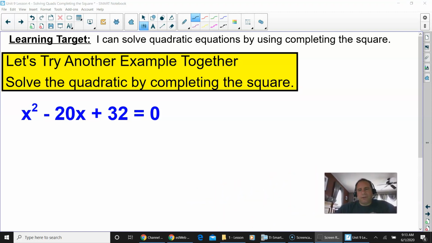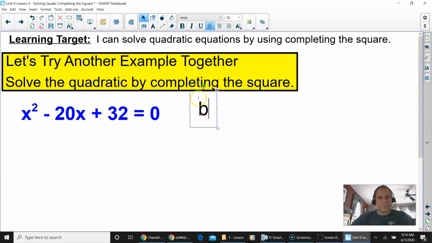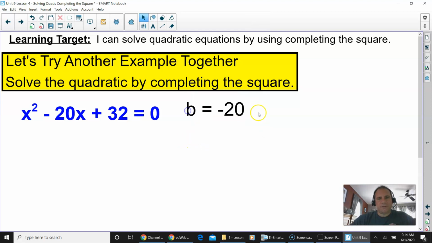So we have steps on that first page. The first thing that we are going to do is to identify b. And that's what I do all the time. B equals negative 20. The second thing I have to do is to divide that negative 20 by 2.